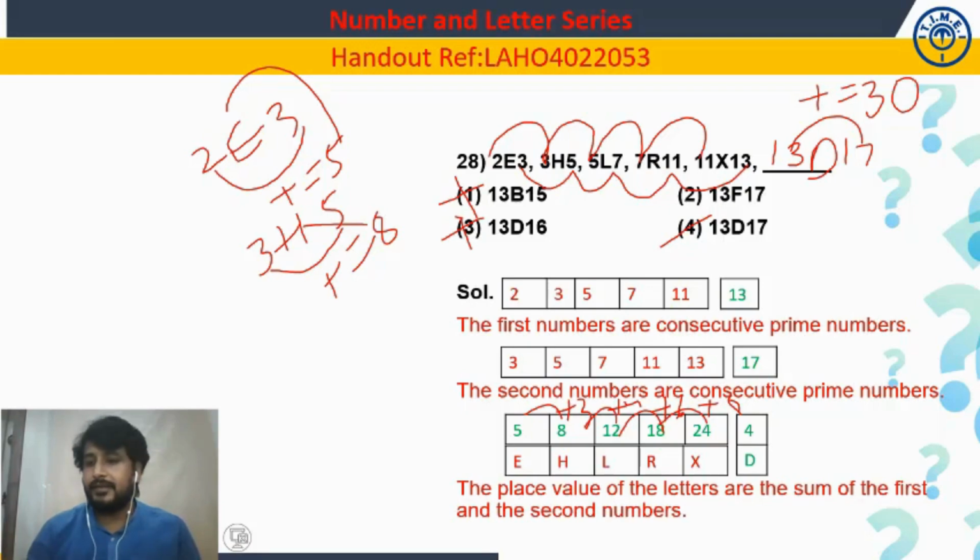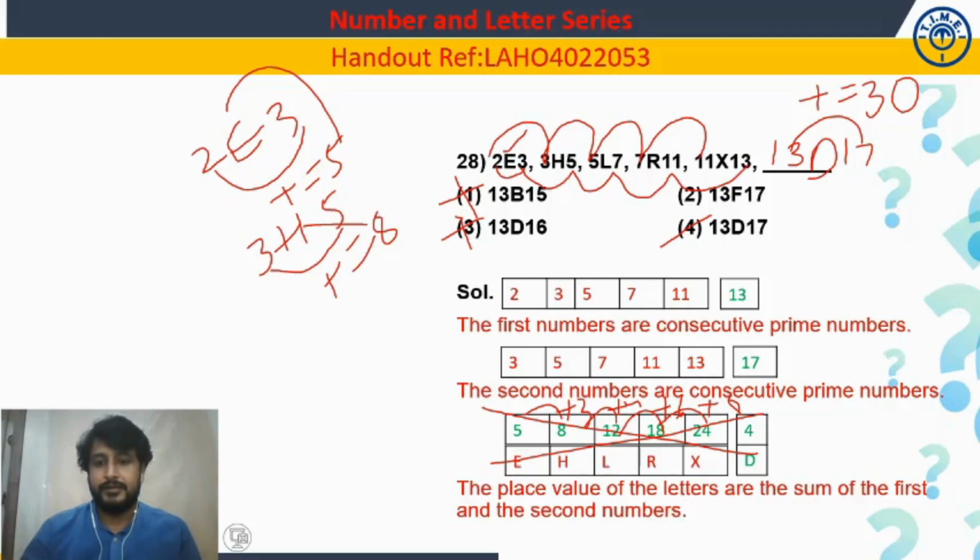The place values of the letters are the sum of the first and second numbers that we discussed. Place value of the letter is 5, which is equal to the sum of the first and second numbers. Please don't copy this, there is something wrong in this one. Place values of the letters are the sum of the first and the second numbers: 2 plus 3 is 5, 3 plus 5 is 8, 5 plus 7 is 12, L, 7 plus 11 is 18, R, 11 plus 13 is 24, which is X. Similarly, 13 plus 17 is 30, which is D.